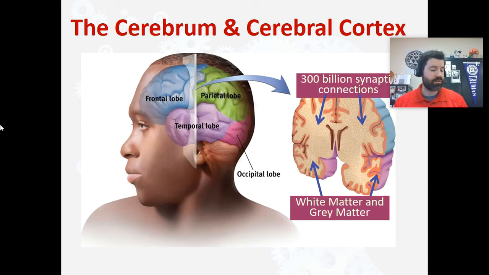And keep in mind that you have a frontal, parietal, temporal, and occipital lobe for each hemisphere. So you've got your left hemisphere and your right hemisphere of your brain. So you have actually two frontal lobes.